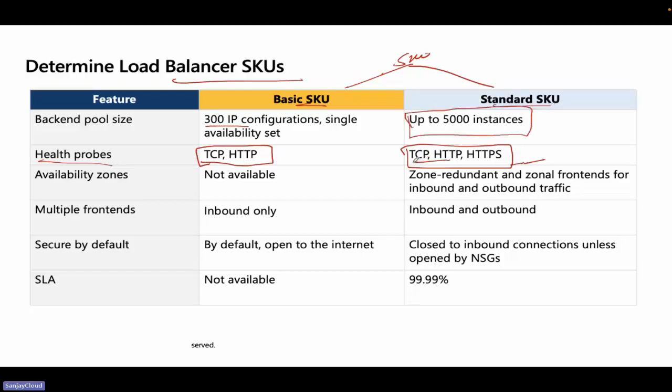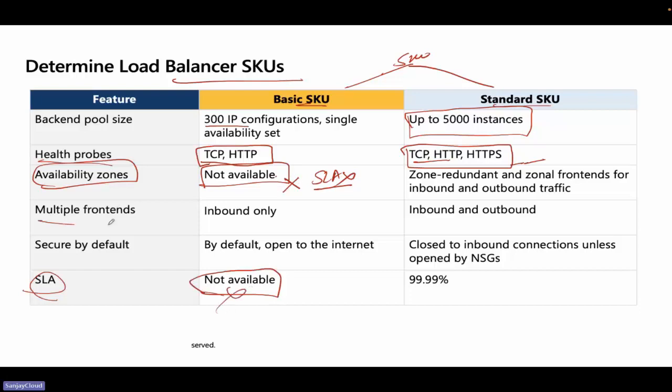behind our load balancer. Availability zones: no availability zone deployment is available, which means multi-AZ deployment is not available. So if multi-AZ deployment is not available, you will not get any SLA from Microsoft. As we'll check here, SLA not available. There's no SLA. Multiple front ends only for inbound requests. We can create multiple front ends.